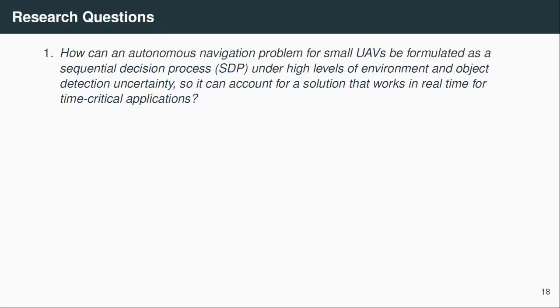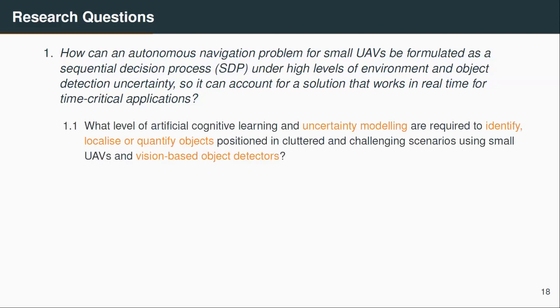And because of this, I have formulated two core research questions. The first question considers all the formulation considerations for an autonomous navigation problem using small UAVs. From this question, I have specified three sub-questions that address key aspects of the formulation of this problem. In the first sub-question, I ask about what level of artificial cognitive learning and uncertainty modeling is required to identify, localize, and quantify objects in challenging scenarios using vision-based object detectors.